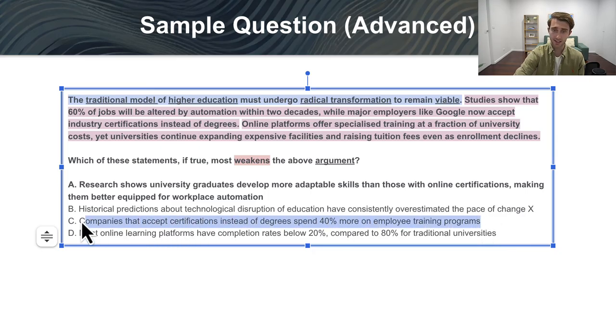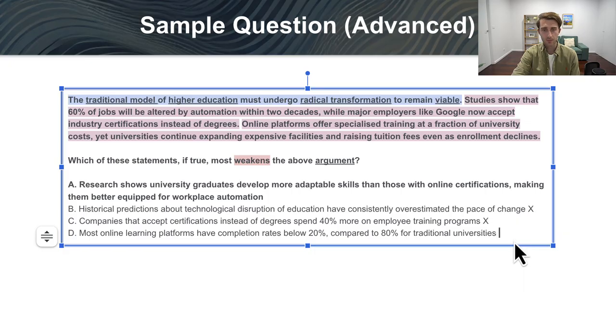C, companies that accept certifications instead of degrees spend 40% more on employee training programs. Now, again, this is kind of in the right direction, but does it link back to the keyword of higher education? It doesn't link back to the fact that traditional models of higher education must change a lot. Not really. It's not really linked enough to that. And so this one's not linked enough to the keywords.